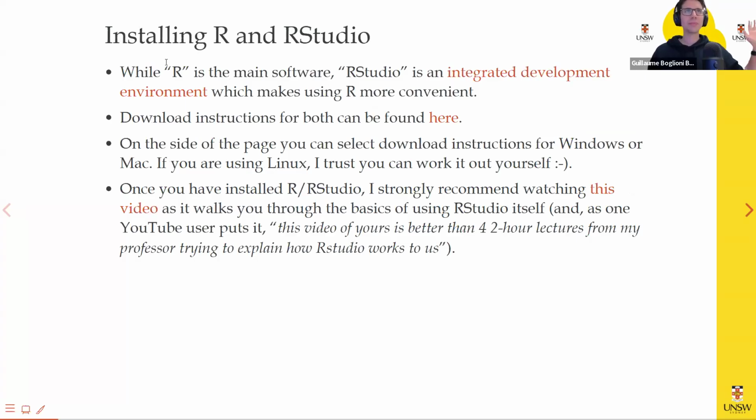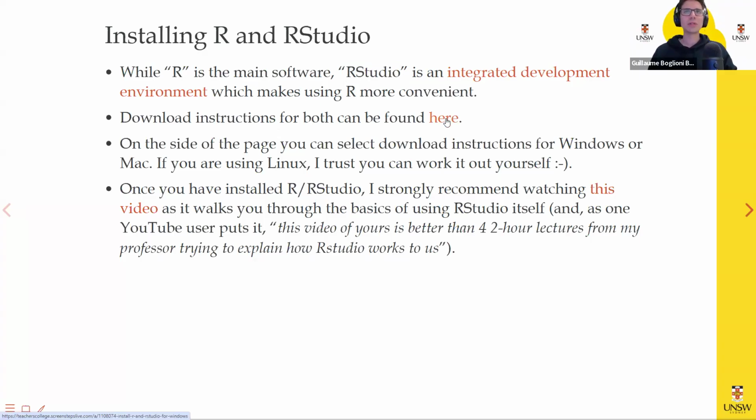Now, just a comment on why we have those two things, R and RStudio. R is the main software. You could also say R is a specific programming language. Obviously, there are others like Python. So it's the software. Now, RStudio is what is called an integrated development environment, which in essence makes using R way more convenient, sort of user-friendly. Because of that, most people use RStudio when they program in R.